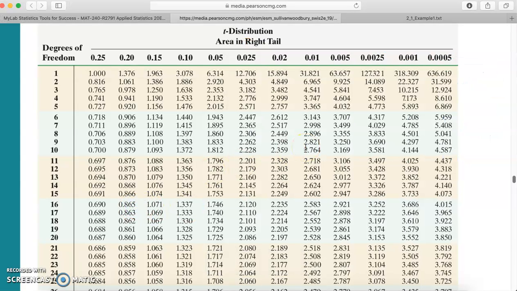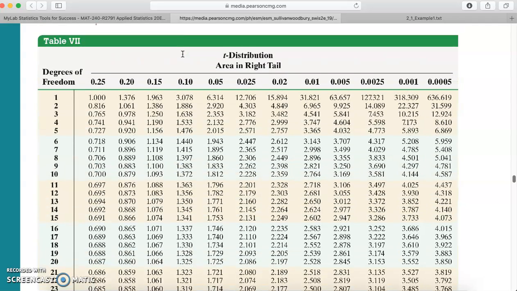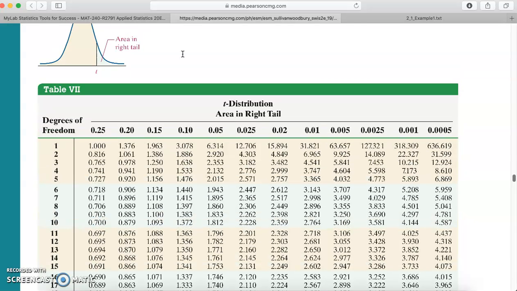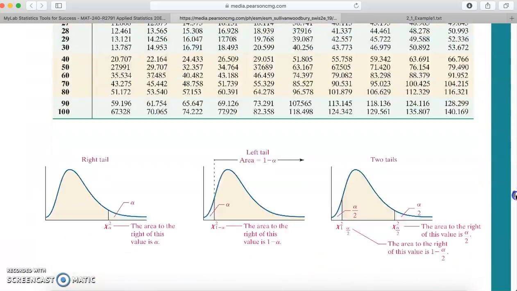Also, our alpha is up here. This is alpha, or basically the area in the right tail. But remember, we're looking for alpha over 2. In our case, since we have a 90% confidence interval, that means that our alpha is 0.1. So alpha over 2 is 0.05. So we're going to be looking at this column and going down all the way until we find 951.